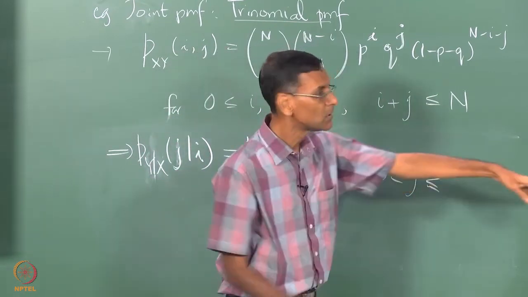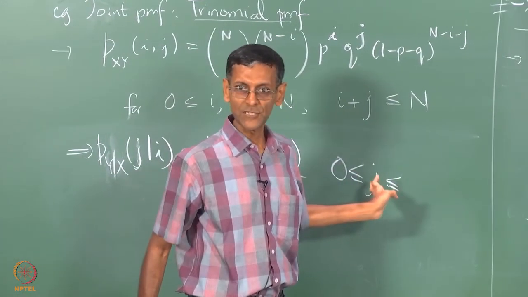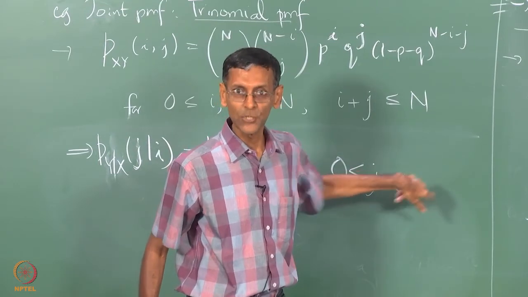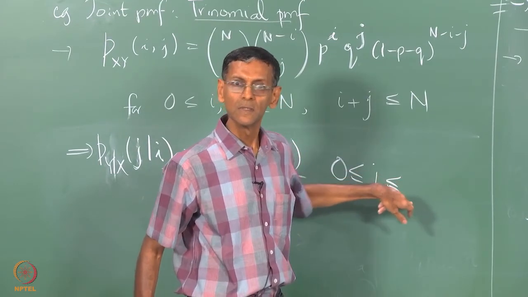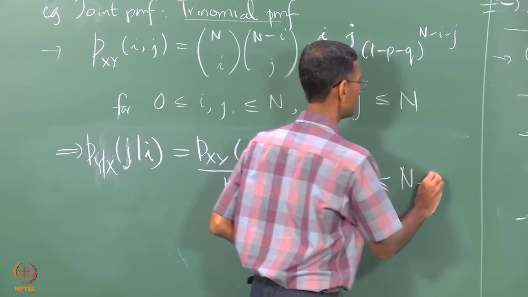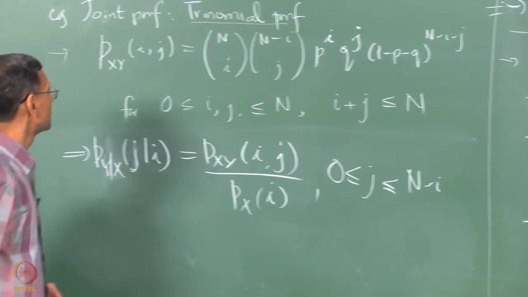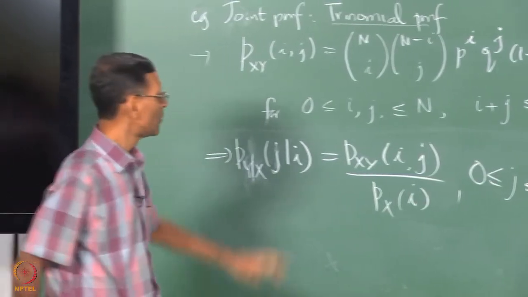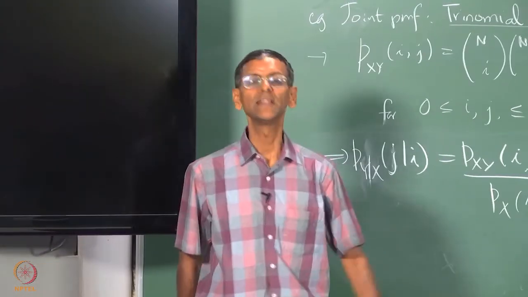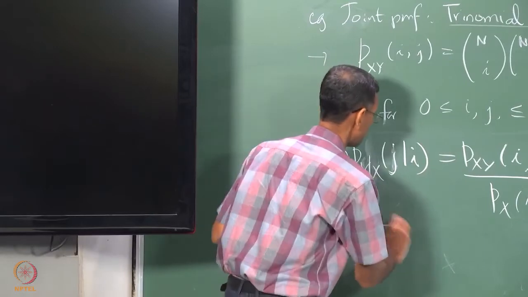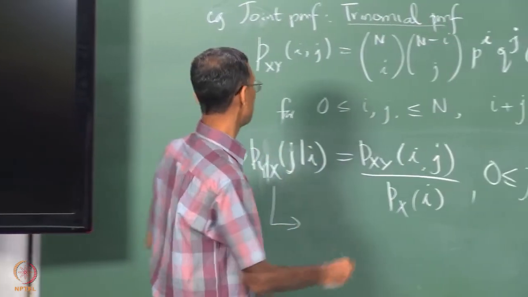0 to, what is the variation of j? This is now n minus i, right. So you vary j from 0 to n minus i. What will this come out to be? It turns out this is a valid PMF. This conditional PMF is a valid PMF.